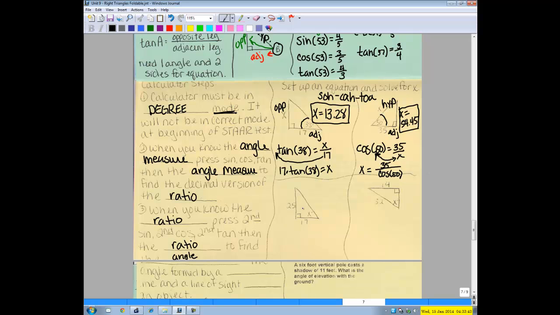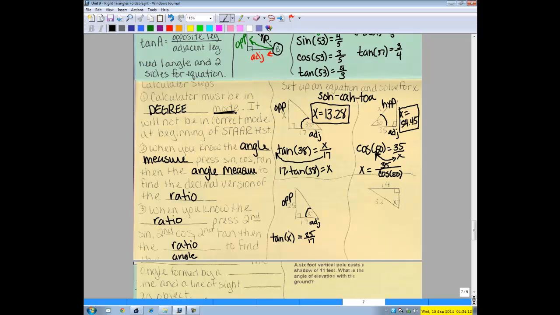In this problem, we are looking at this angle. This side that's right next to it is adjacent. This side that is across from it is opposite. So opposite and adjacent. Tangent uses opposite and adjacent. So tan of x is equal to, and it's opposite over adjacent, so 25 over 17.